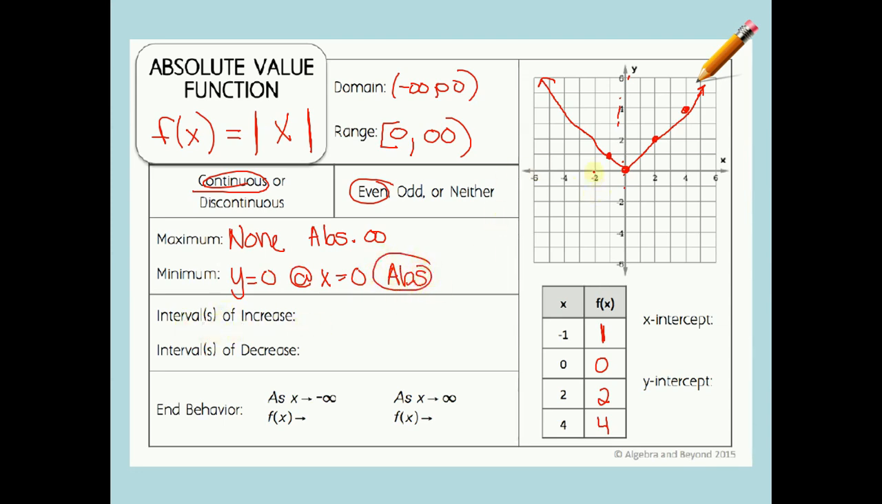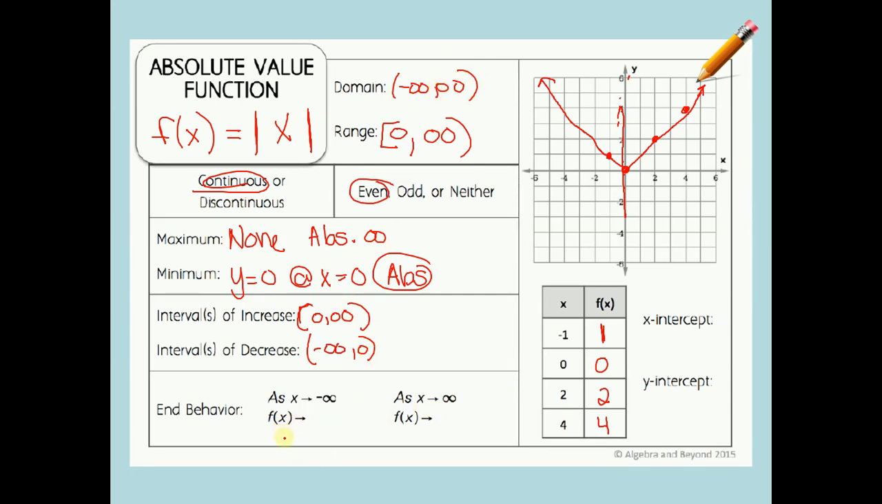Intervals of increasing, so it looks like we're increasing on the domain from 0 to infinity. Parenthesis, 0 to infinity. We're decreasing from -infinity to 0. Notice, guys, how this kind of puts together to make your domain. That should always happen.